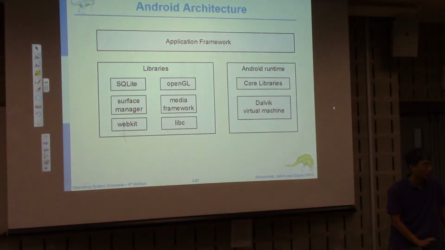So this is the architecture of the Android operating system. It has system libraries, and this is the kernel runtime.